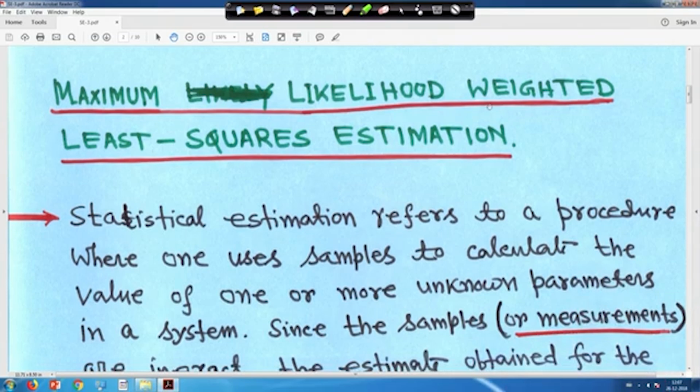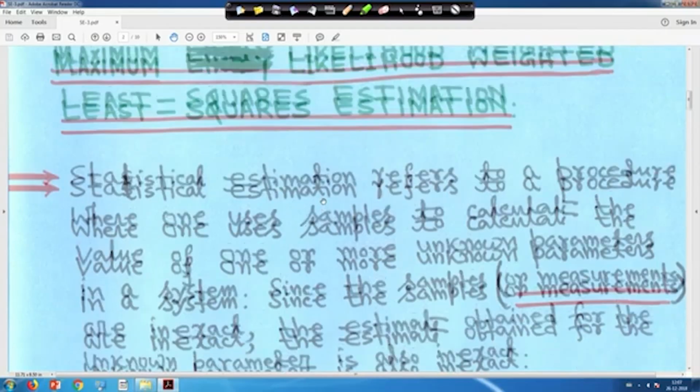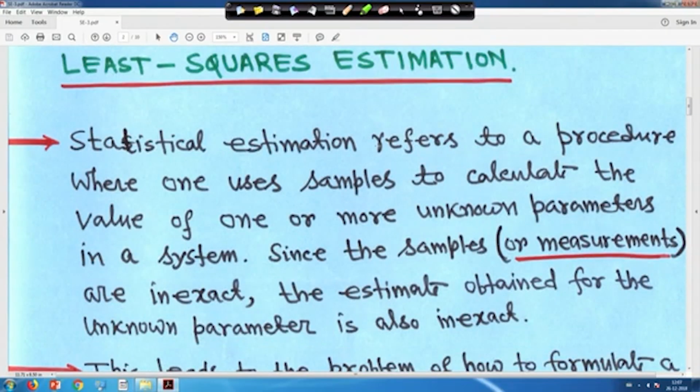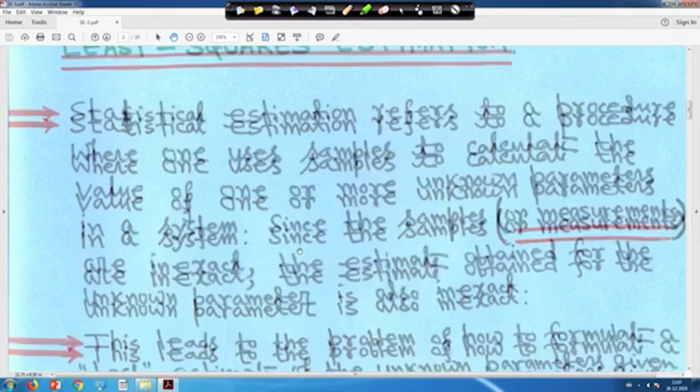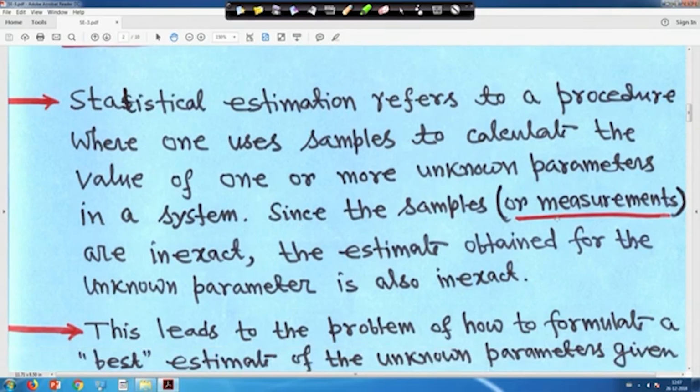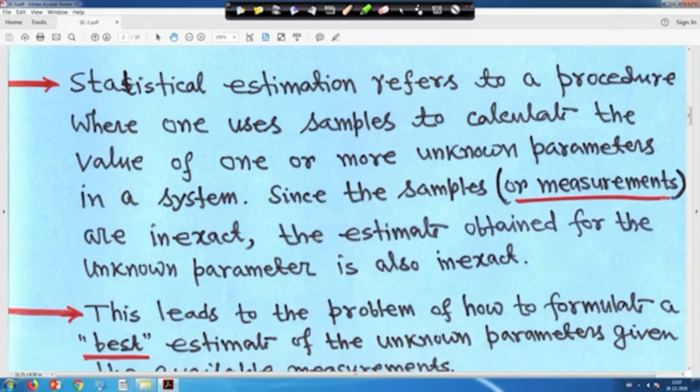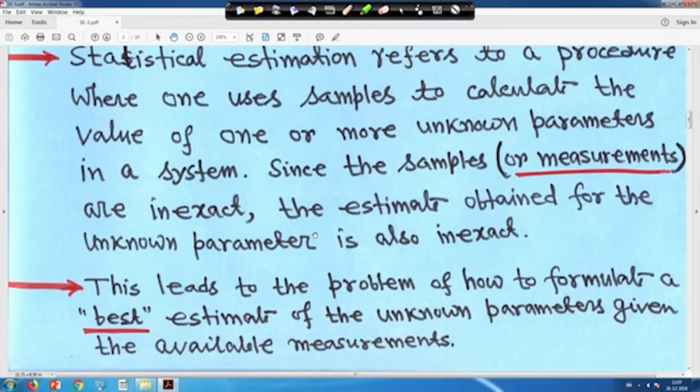Maximum likelihood weighted least square estimation; likelihood means probability. Statistical estimation refers to a procedure in which one uses samples to calculate the value of one or more unknown parameters in a system. Since the samples, that is the measurements, are inexact, that is not the true value, the estimate obtained for the unknown parameter is also inexact, but we have to see how close it is to the true values.